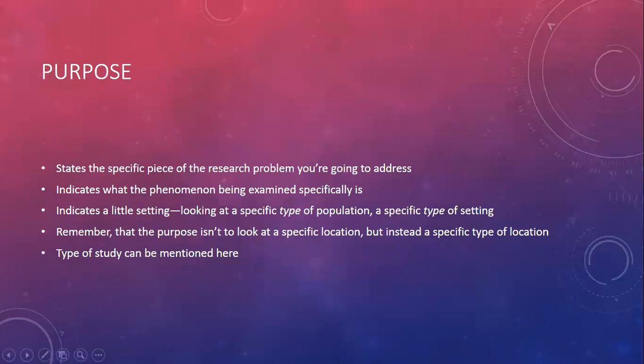Your purpose is going to directly align with whatever your problem is. It's going to state the specific piece of the research problem you're going to address, if it is a large problem. It's going to indicate what the phenomenon you're going to look at is, and the setting, okay? Not a lot about the setting, but something very succinct and brief. You're going to state the kind of population you're looking at, the kind of setting that you're going to be looking at it in. You're not going to mention the specific location. So for example, if you're in Tampa, you're not going to mention Tampa, okay?